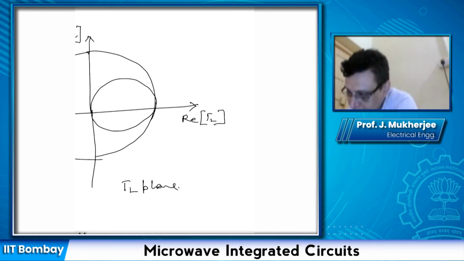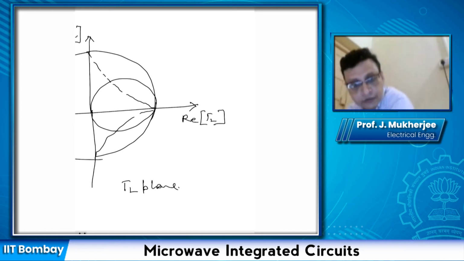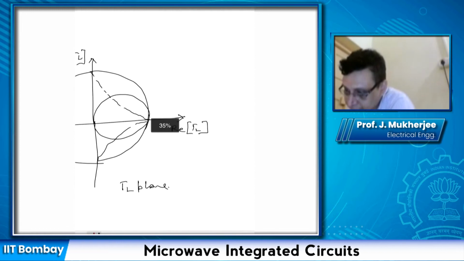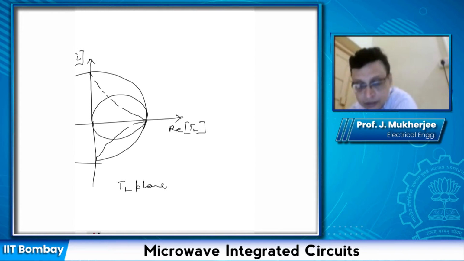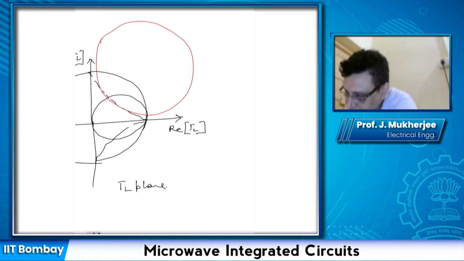This is the x equal to 1 constant reactance circle. This is the x equal to -1 constant reactance circle. And now say we plot the output stability circle, something like this. So this is my output stability circle.